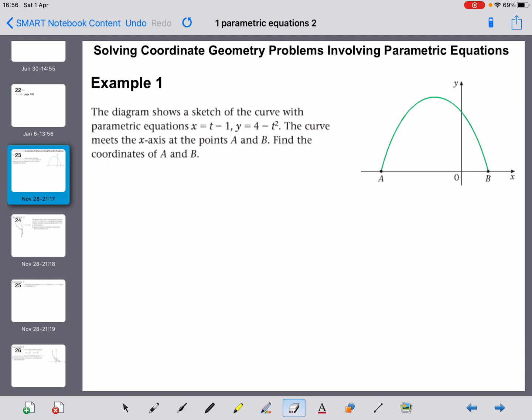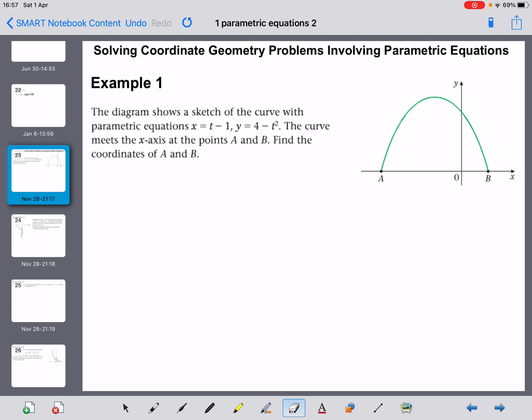In the previous video I showed you how to convert to Cartesian. I would say in general, if you're solving coordinate geometry questions, it's usually easier to use the parametrics. I would only really ever consider converting to Cartesian equations if the question told me to do that in the first place. Otherwise, use the parametric equations.